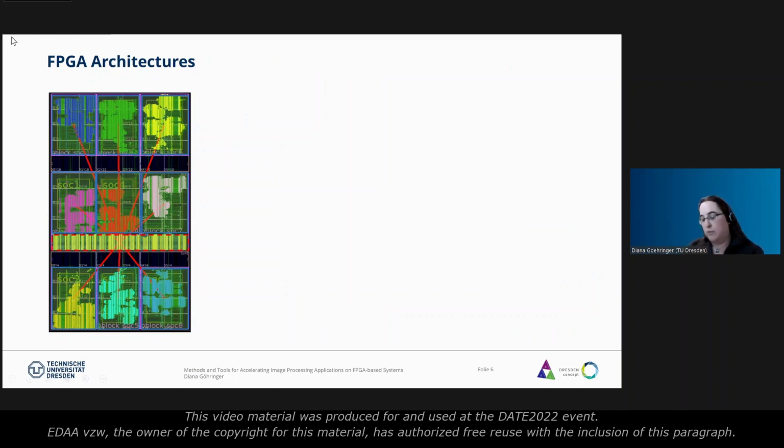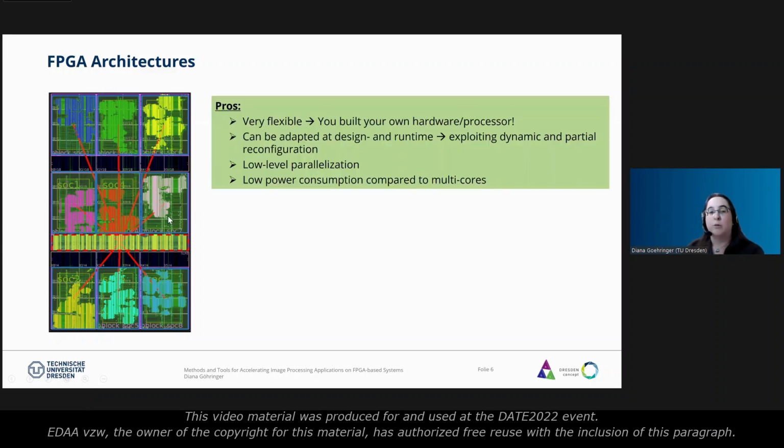So what are the pros and cons of FPGAs? Here we see an FPGA platform. We will see that also later, because that's basically already our FPGA overlay architecture, where we have different compute clusters. The pros of FPGAs are they offer a very high degree of low-level parallelism, and they're extremely flexible, because you're not programming a processor, you're building your own processor. And they can be adapted at design time and at runtime, exploiting dynamic and partial reconfiguration, so that we can also update our systems to new algorithms. Furthermore, as we saw, they have a lower power consumption compared to multi-cores or GPUs.